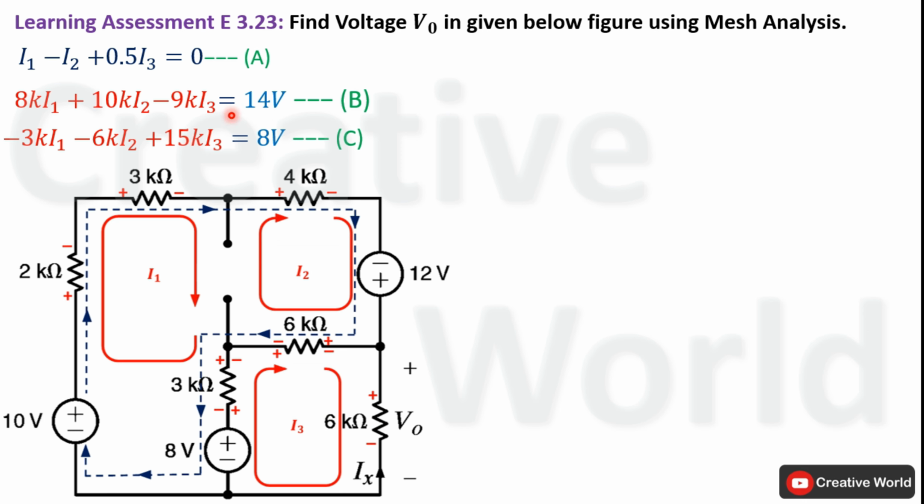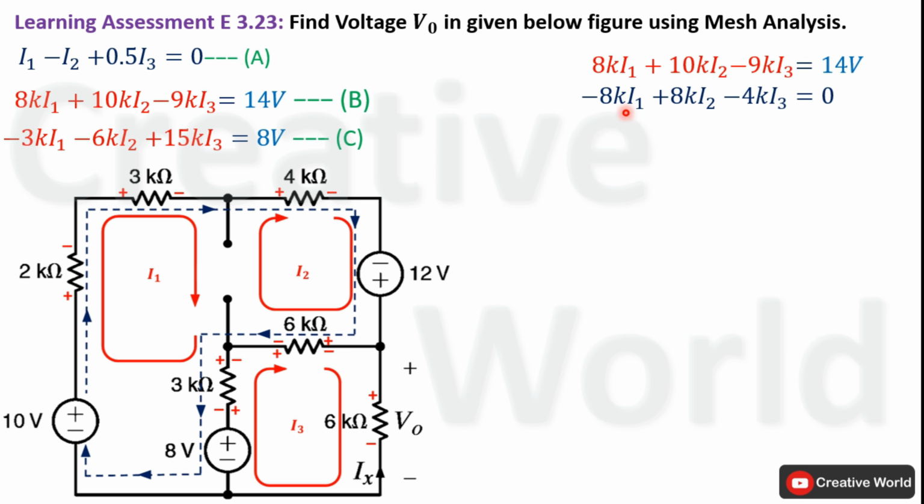In order to find the value of current I3, we will take this equation B as it is and will multiply equation A with minus 8k. This equation will become minus 8k I1 plus 8k I2 minus 4k I3 equal to 0. Now add these equations together. 8k I1 and minus 8k I1 will cancel out with each other. Sum of 10k I2 and 8k I2 will result 18k I2. Similarly, sum of 4k I3 and 9k I3 will become 13k I3. And on the other hand side of equal, 14 volt will be left.